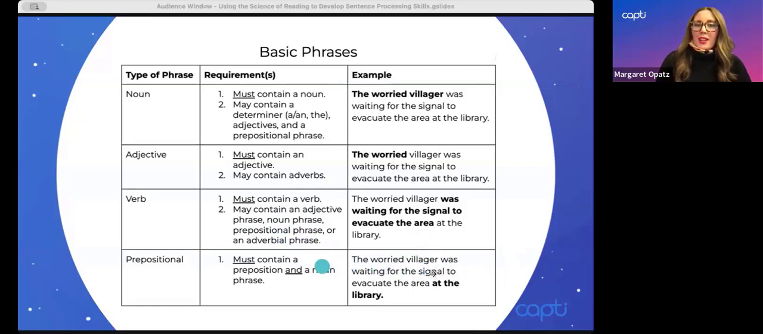I will say when you're doing this, it's important to control the sentences that you're providing to students to ensure that students can really gain the meaning that you want them to from the actual sentence. And I say that just because you can see here that I have a noun, adjective, verb, and prepositional phrase all within the same sentence. So that's very intentional.